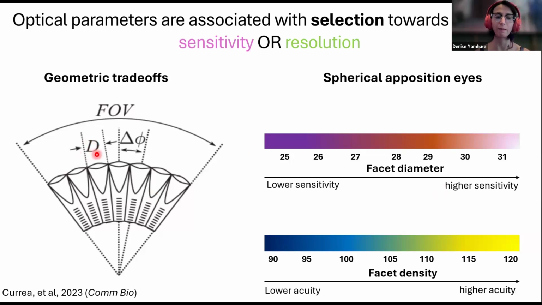So when we have a larger facet diameter, we're increasing sensitivity because we're enlarging the surface area that is able to capture light from the environment. But on the contrary, by doing that, we're also decreasing the density of the facets that are together. And by doing that, we're increasing what we call the interommatidial angle, and as soon as you increase that, you have lower acuity. So when you have larger facet density, you have higher acuity because you decrease that interommatidial angle.